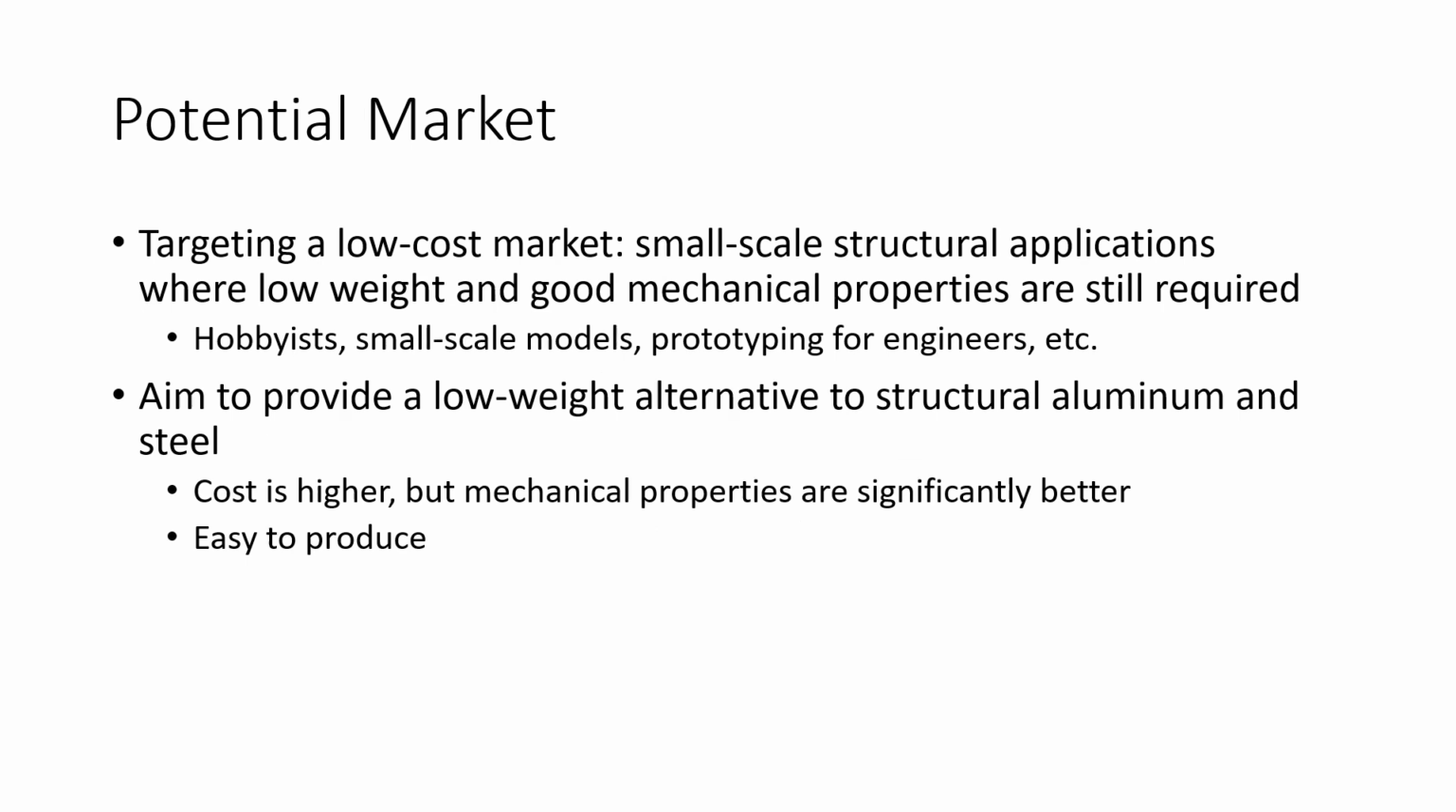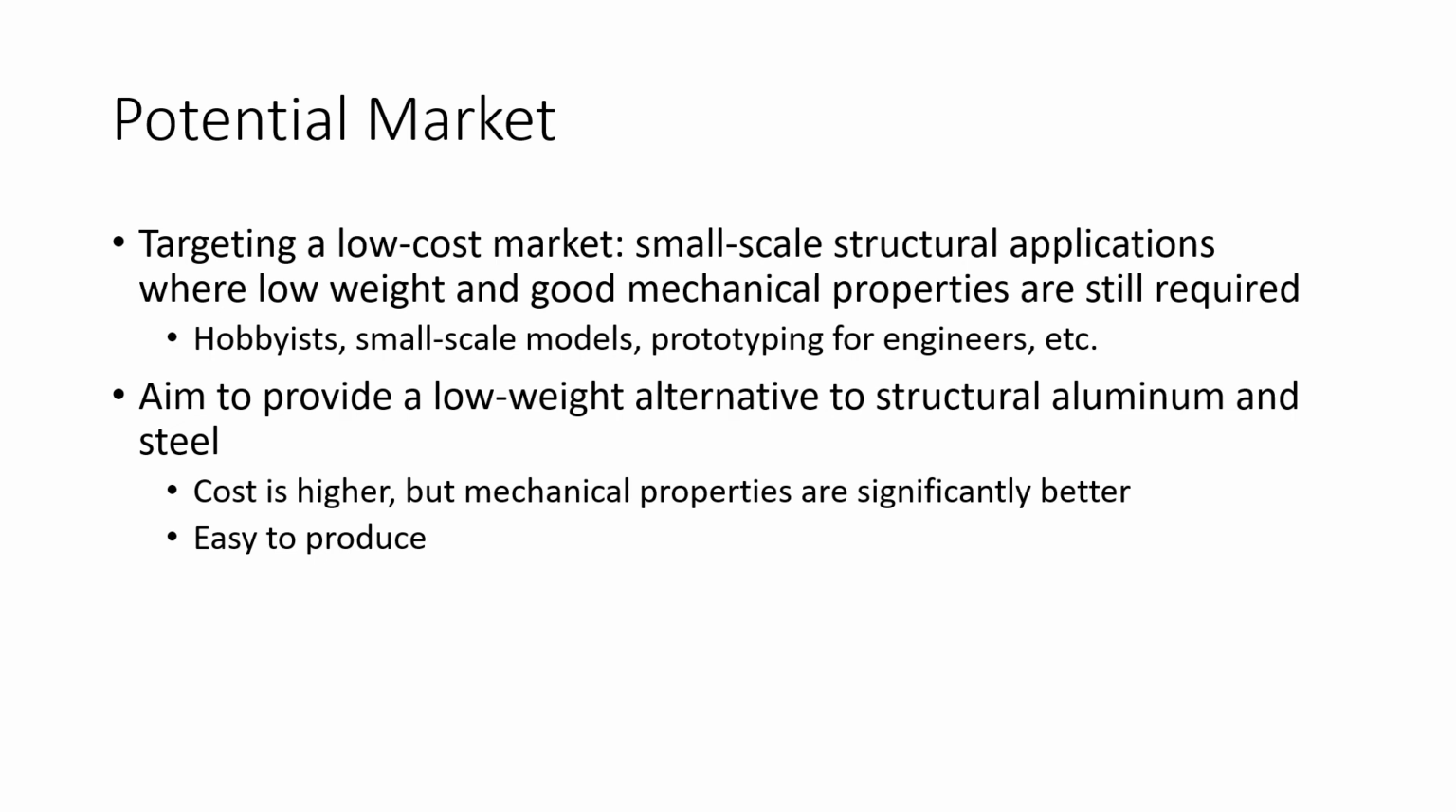For the selected composite, we are targeting a low-cost market. Cost would be the driving factor here, but weight and mechanical properties are still very important. As previously stated, the primary purpose for these materials is for wing sport, but they could also be used for hobbyists and for engineers to prototype larger scale designs. These composites should be good replacements for steel and aluminum at a higher cost, but still maintaining significantly better mechanical properties and a lower weight.